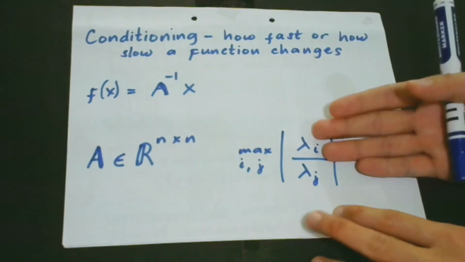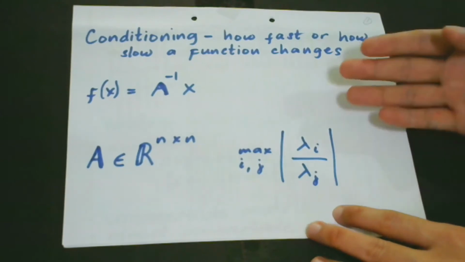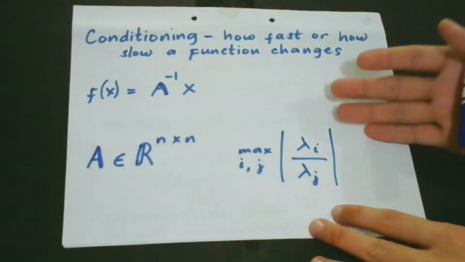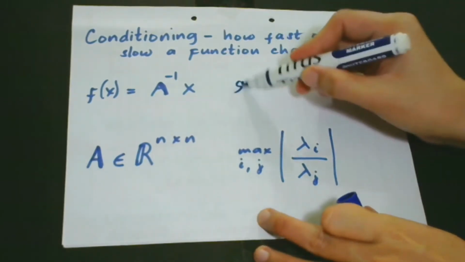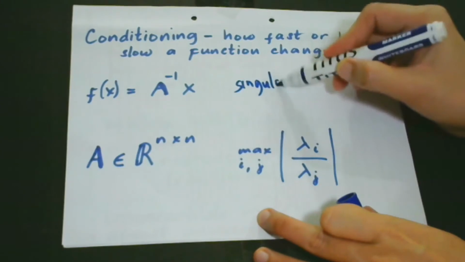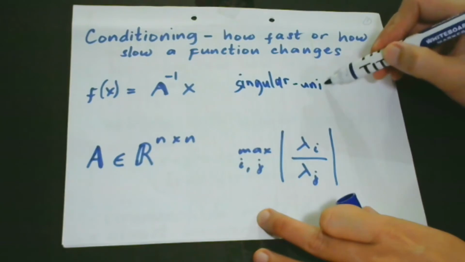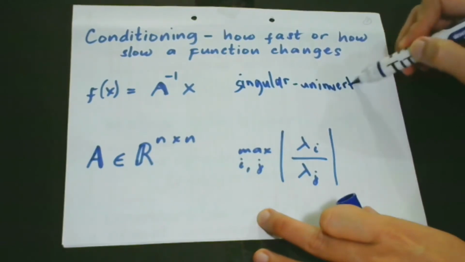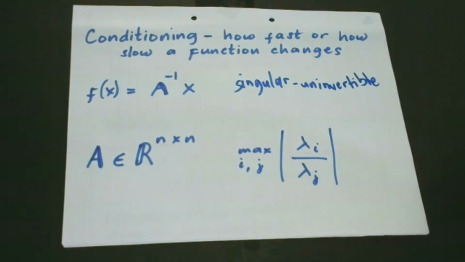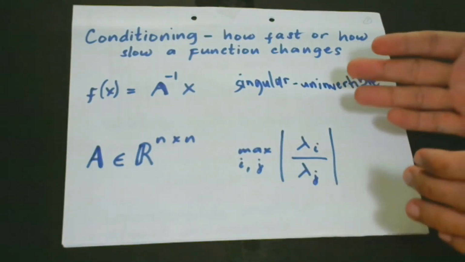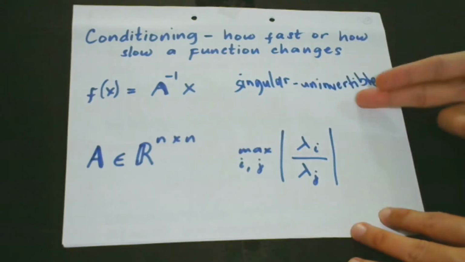So what does this mean? By intuition, the condition number of a matrix is how close a certain matrix is to being singular, uninvertible. Let me write that here. Singular. Uninvertible. What do we mean when we say singular, uninvertible? This is actually a matrix whose determinant is zero and it does not have any inverse.